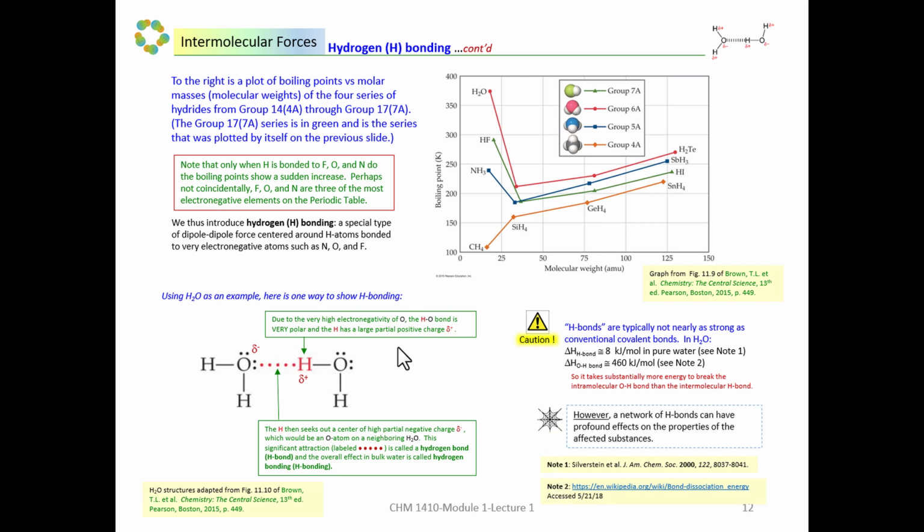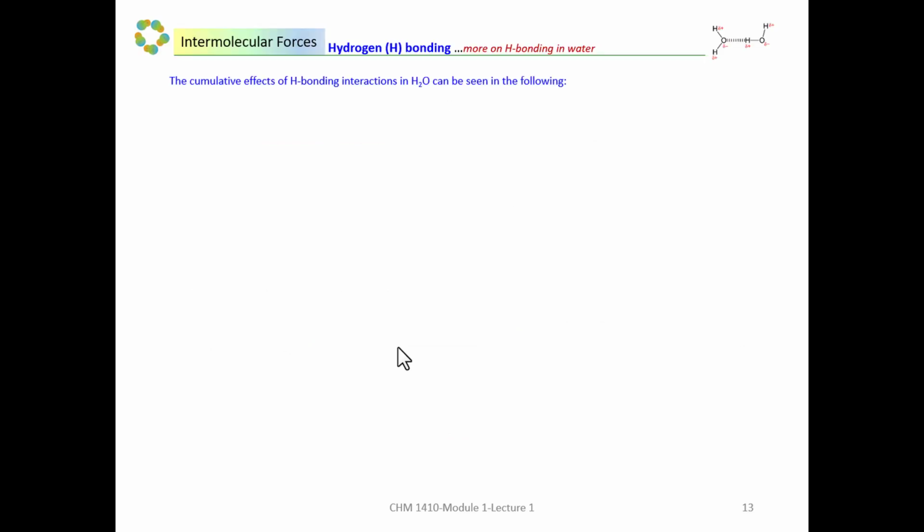However, even though a single hydrogen bond might not have a significant strength, taken together, many hydrogen bonds can have profound effects on the properties of substances that contain them. The cumulative effects of hydrogen bonding interactions in water, for example, can be seen in the following. The first is that water has an unusually high boiling point for a molecule with such a small molar mass.